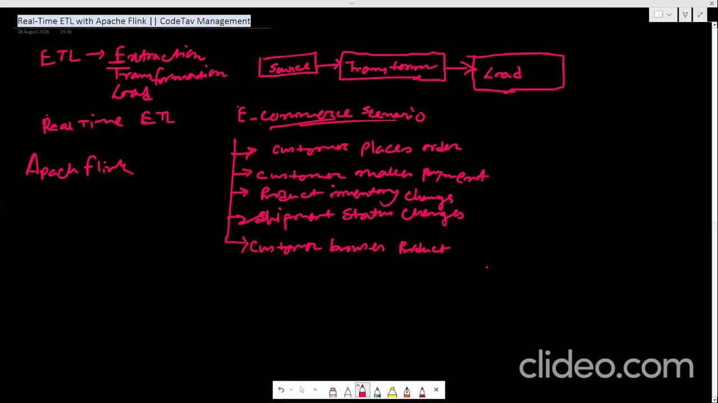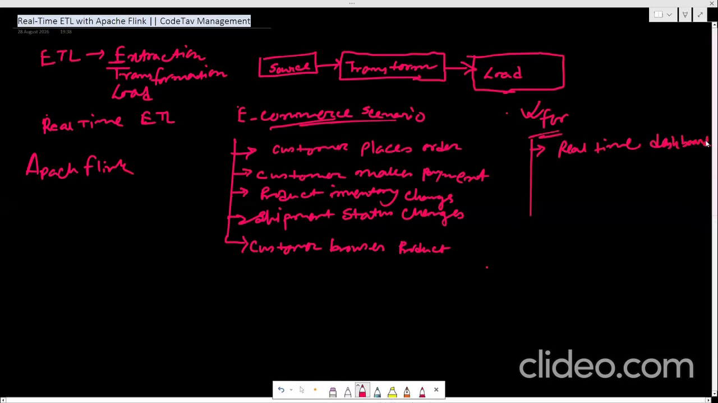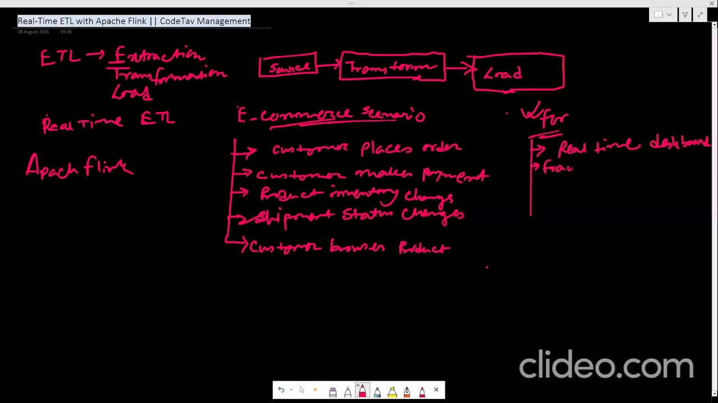So instead of waiting until midnight to process this kind of data, the business wants the data available almost immediately. For what kinds of things? Here I am writing why we need this. We need this for real-time dashboards, okay, and for fraud detection. Suppose some fraud happens, we need to detect it in real time, right? So for fraud detection it is also required.